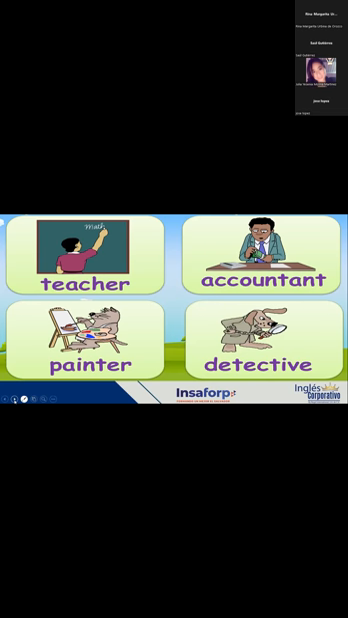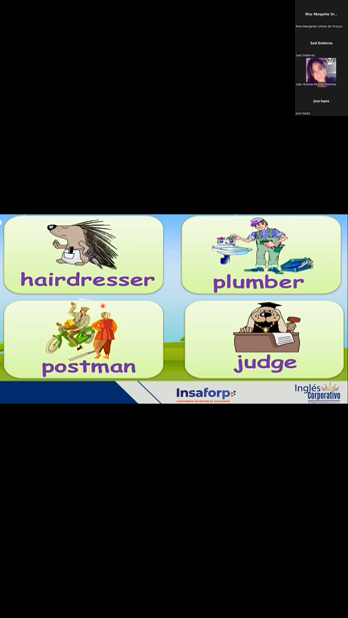Now let's move on to the next one. We have hairdresser, plumber, postman, judge. Hairdresser, plumber, postman, judge. Saul, go ahead. Hairdresser, plumber, postman, judge. Repeat this one right here again, please. Postman. Thank you very much. Jose Alberto, do the same thing. Hairdresser, plumber, postman, judge. Okay. Very good.